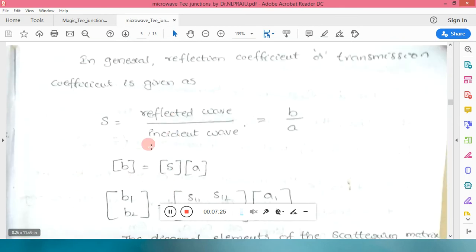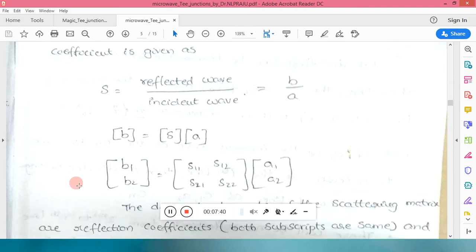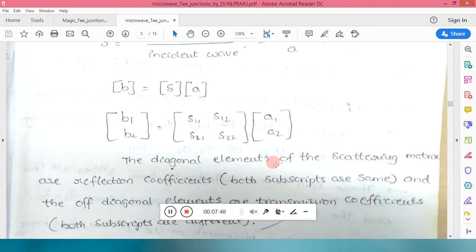So in general, the reflection coefficient or transmission coefficient is given as S is equal to reflected wave by incident wave, that is equal to B by A. Now in terms of matrix, matrix B is equal to matrix S into matrix A. For a two-port network we have only B1 and B2 as reflected waves. S matrix is S11, S12, S21, S22, and A1 and A2 are inputs.